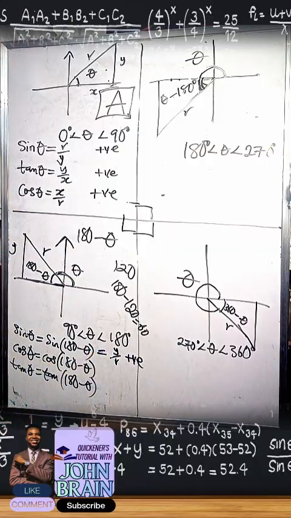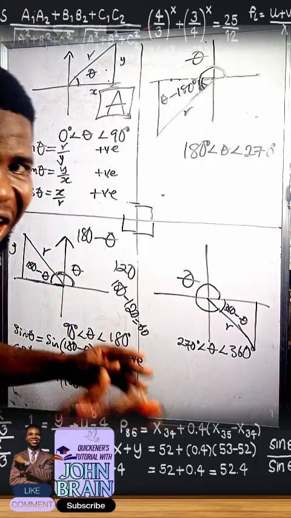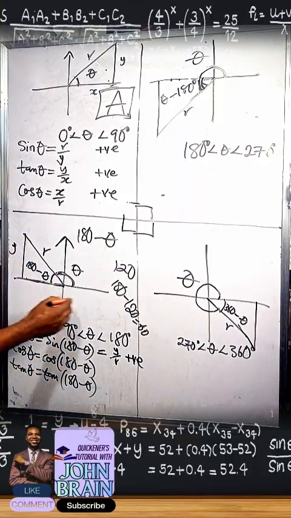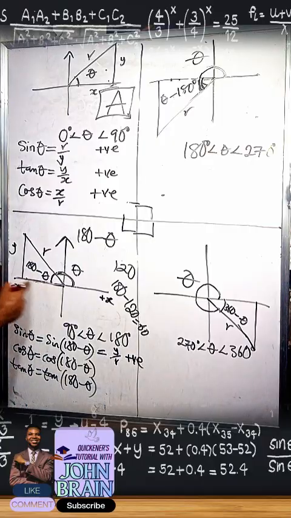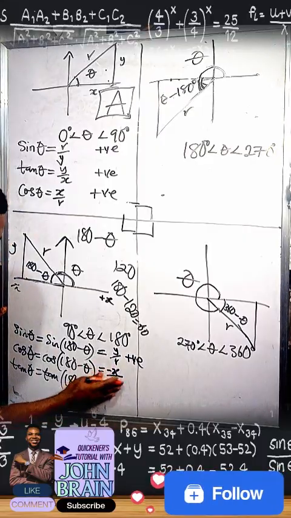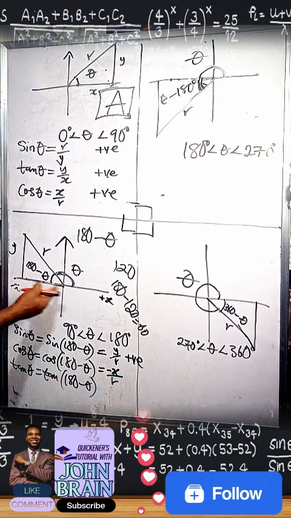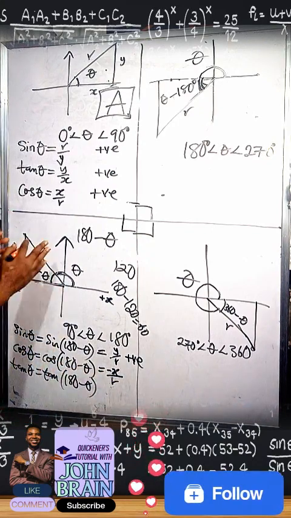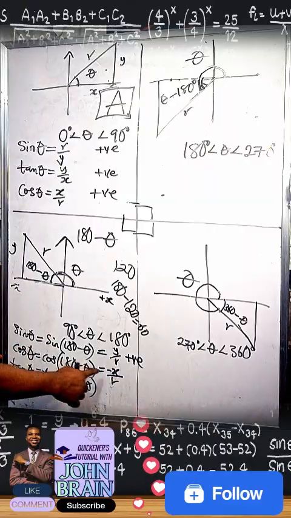Let's do for cos theta. Now cos theta is what? Adjacent over hypotenuse. This is adjacent, this is hypotenuse. Now this is positive x, this is negative x. So you can see that this adjacent is negative x. So you have cos theta as negative x over r. Adjacent over hypotenuse, negative x over r. So that is why at the second quadrant, cos is negative.